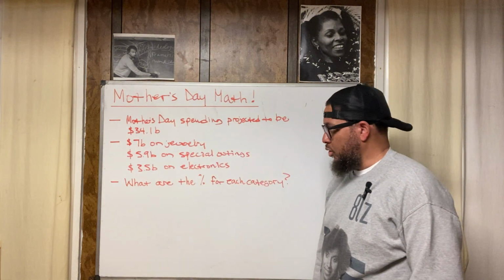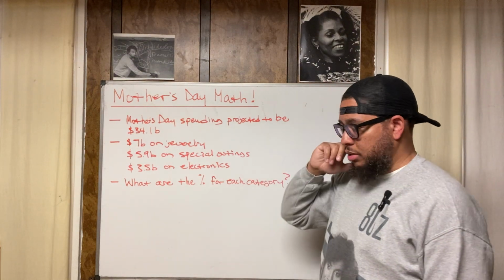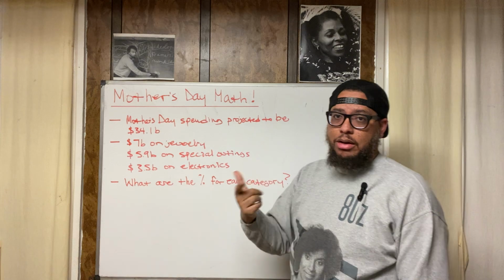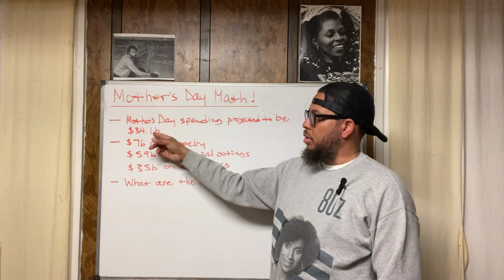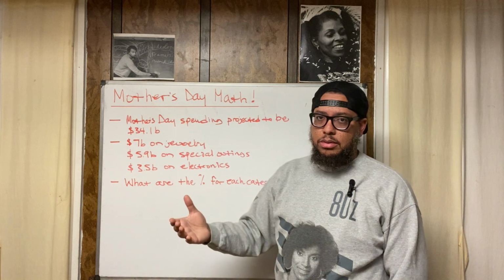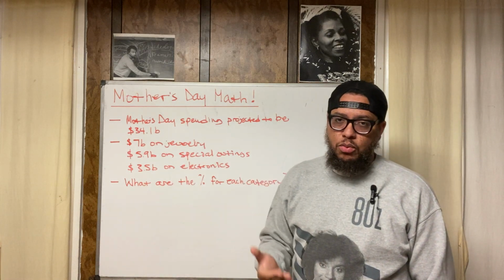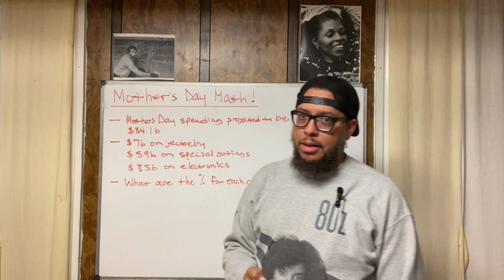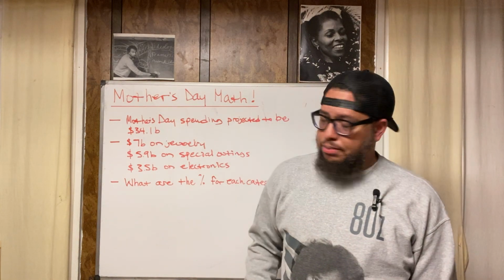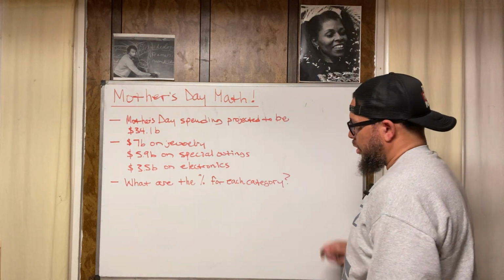All right. Now, the question I have is, what are the percentages for each of these categories? How do we calculate the percentage? I know it's 7 billion, but how does 7 billion compare to the total amount? Think about this. A percentage is just a fraction where the number 100 is your denominator. That's all a percentage is. Okay? So let's grab our calculator and get to work. But first, let's set up the fraction.